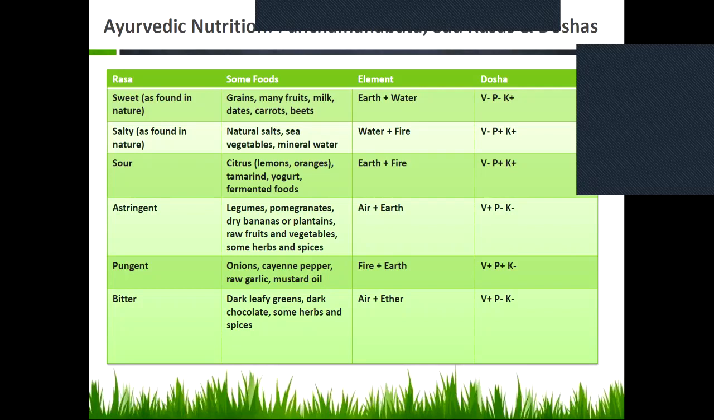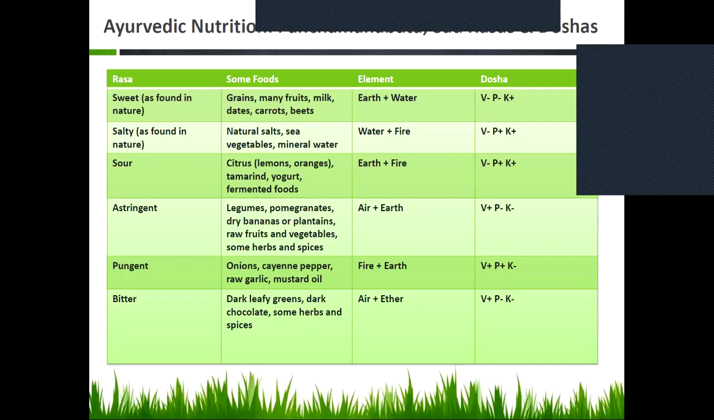Just like everything is made of elements, taste is also made of elements. So sweet taste is made of earth and water. That means it is going to increase kapha because earth and water are kapha elements. Salty is water and fire. Too much of it will actually lead to water retention because it increases that much water. A little bit of fire, but mostly a lot of water. It'll increase both pitta and kapha, because pitta is both fire and water.